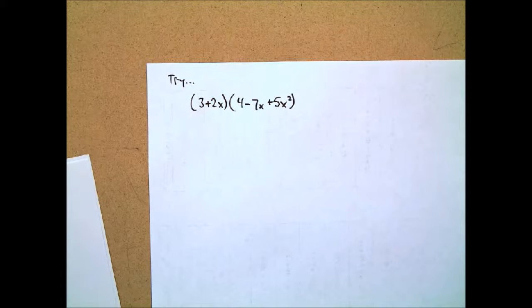2x times negative 7x. So this will be x squared. And that's going to mess up what your like terms were there. So this one was right, this one's right, the middle terms are a little off because of that. What's that? 5x squared.